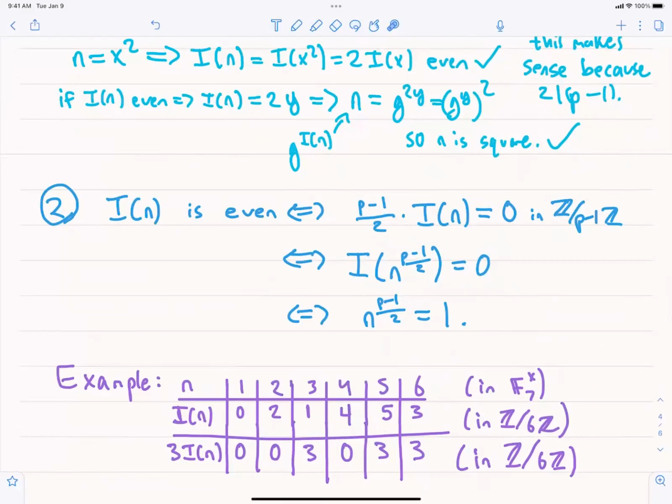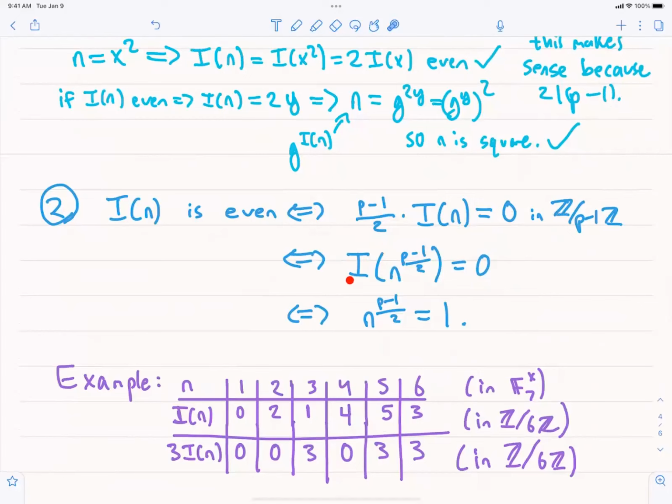But once I have this first line, then (p minus 1)/2 times I(n) is the same as just taking the discrete logarithm of n to the (p minus 1)/2. And that's what the discrete logarithm does. It turns multiplication into addition, so it turns exponents into multiplication. Good.